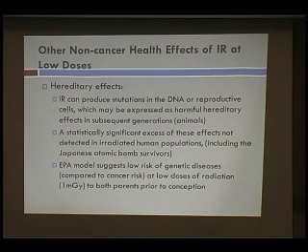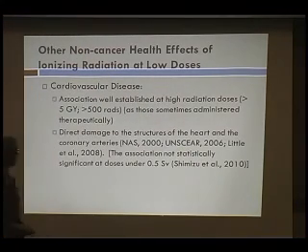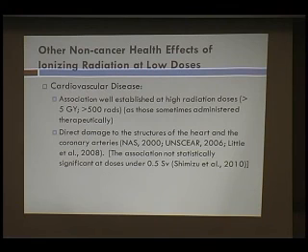And then there's an EPA model that suggests that there's actually a low risk of genetic diseases compared to cancer risk at very low doses of radiation, like 1 milligray or 0.001 gray to parents prior to conception. So the genetic risk is actually lower than the cancer risk there. And then there's some associations with cardiovascular disease at higher levels, so 500 rads or over 5 grays, then cardiovascular disease has been established, but really it hasn't been associated at very low doses.